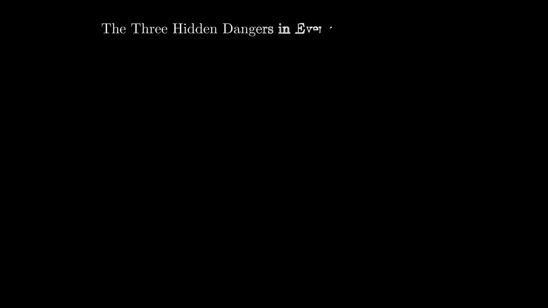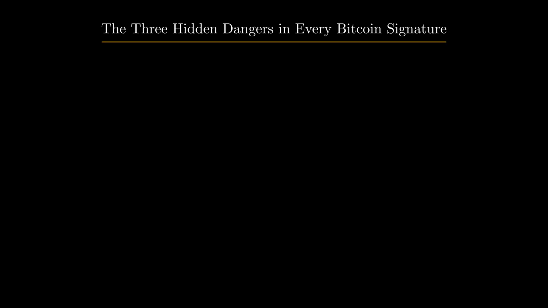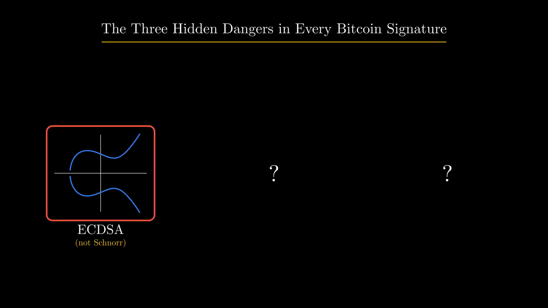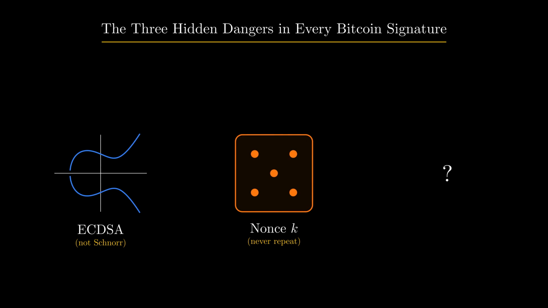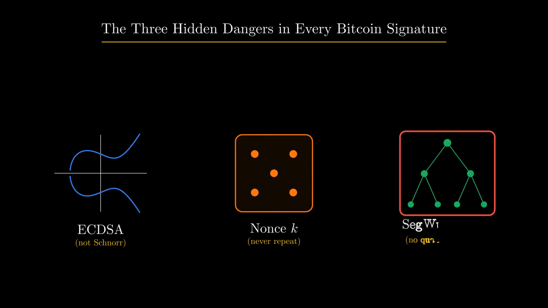In 2013, Android Bitcoin wallets started bleeding coins. Nobody was hacked. Their phones simply picked the same random number twice. That single failure mode connects three quiet stories inside every Bitcoin signature: why we shipped with ECDSA instead of Schnorr, how one repeated nonce drains a wallet, and how SegWit diffused a quadratic-time attack hiding inside legacy transactions.